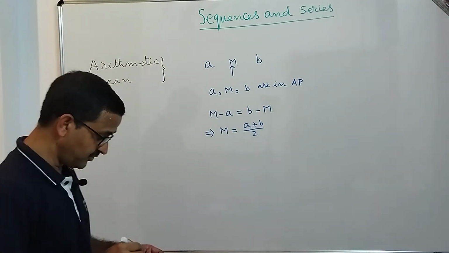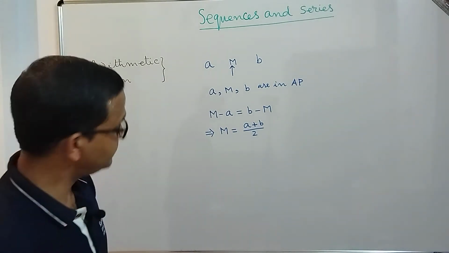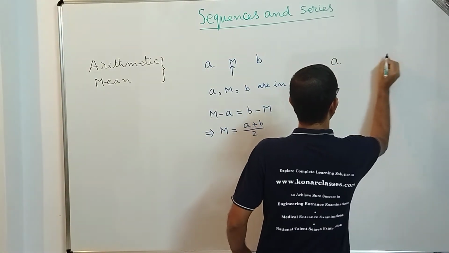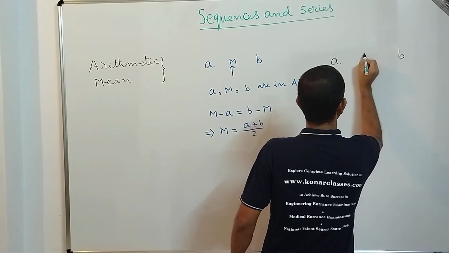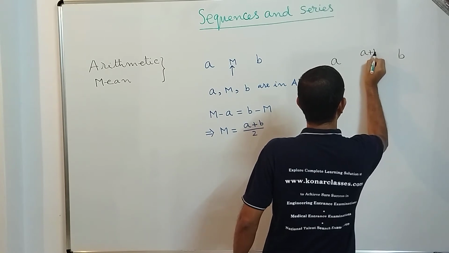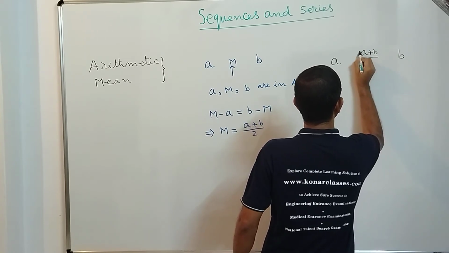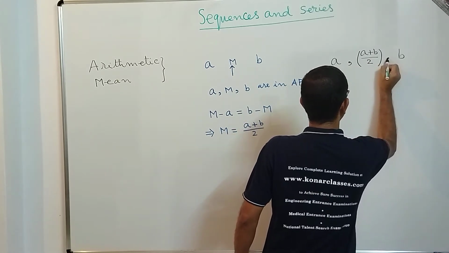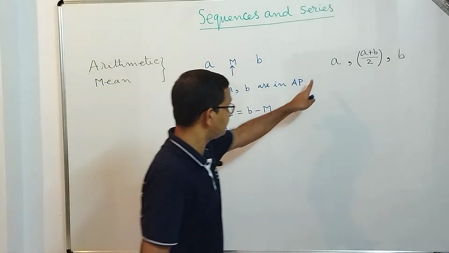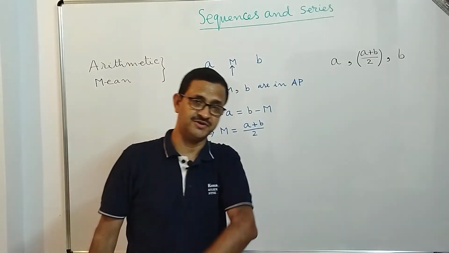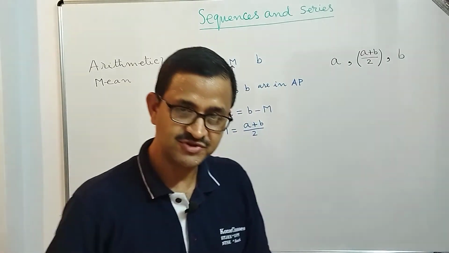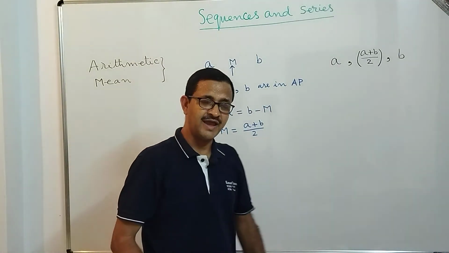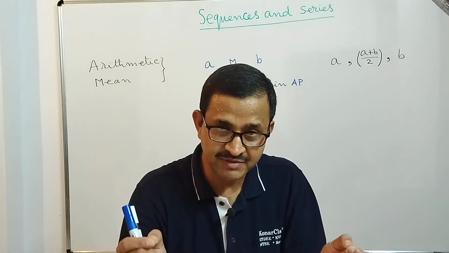So dear students, what we get is something like this: we have the numbers A and B, and in between we are able to insert the number (A plus B) by 2. So the three numbers now are A, (A plus B) by 2, and B, and these three numbers are in arithmetic progression. Now the question is, if any two numbers are given, can we insert n arithmetic means?